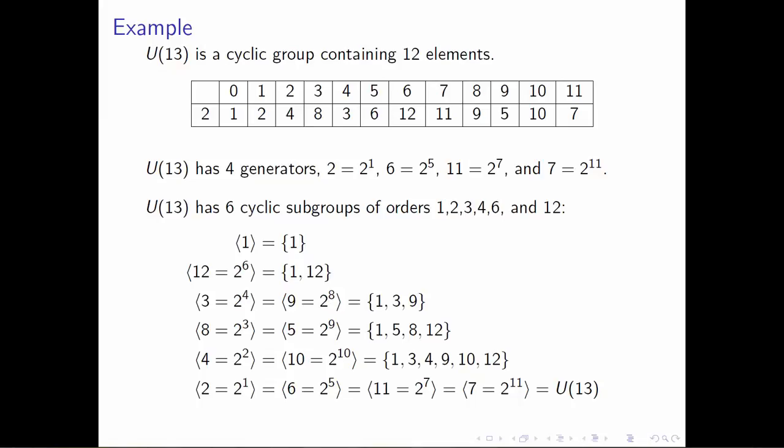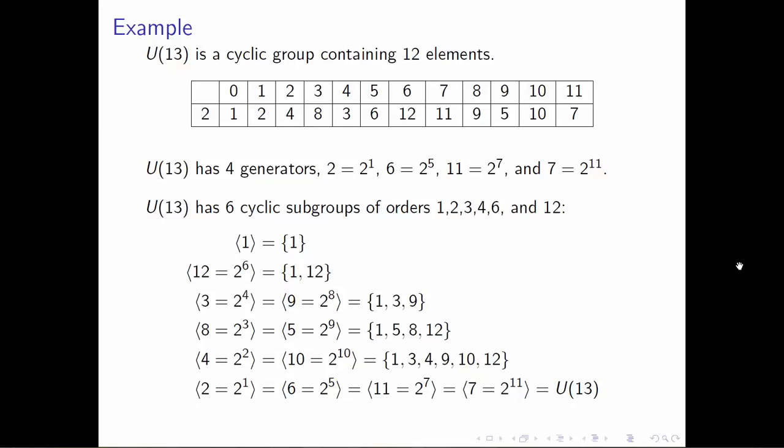We saw that U of 13 had these 4 generators, 2, 6, 11, and 7, which really had no particular relationship with 12. But if I rewrite 6 as 2 to the 5th power, right here's 6, this is 2 to the 5th power. 11 is the entry that appears here as 2 to the 7th modulo 13, and 7 is 2 to the 11th. So the 4 generators of U of 13 are 2 to the 1st, 2 to the 5th, 2 to the 7th, and 2 to the 11th. And if you'll recall, in Z mod 12Z, the generators were 1, 5, 7, and 11.